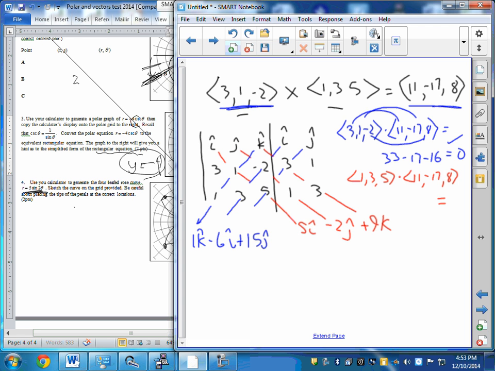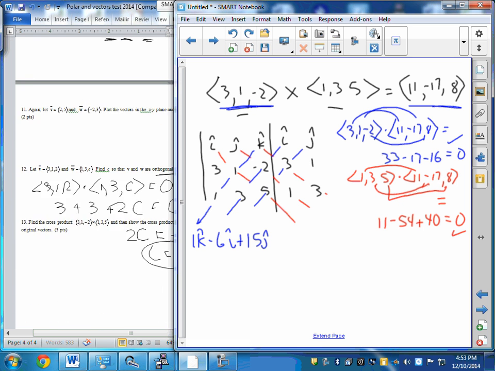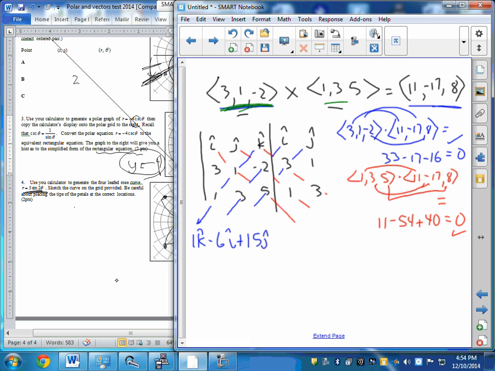So let's see, 1 by 11, get rid of this over here, get some room. 1 by 11 is 11, 3 by negative 17 is negative 51, and 5 by 8 is plus 40, and sure enough, that adds up to 0. Okay, so there's your checks. And was there anything else? I think there was a bonus way down at the bottom. Find the angle between these two vectors.